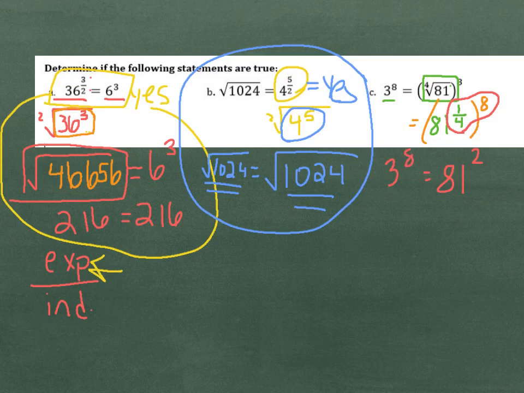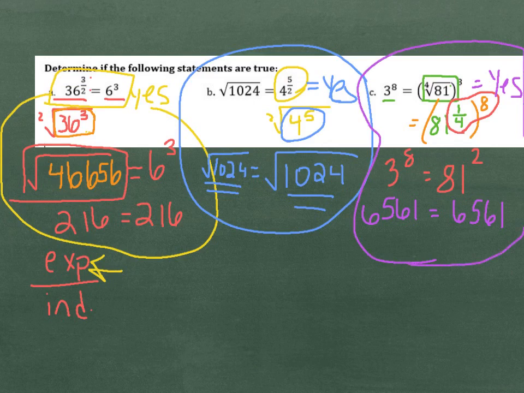Okay, well let's do that math in our calculators and we'll see. 3 to the 8th power is 6,561, and 81 to the 2nd power is also 6,561. So is the statement true? Yes, but again, remember, you got to show me all this work to prove it to me. And also, just so you know, I did choose 3 that are true. That does not mean that they will always be true.